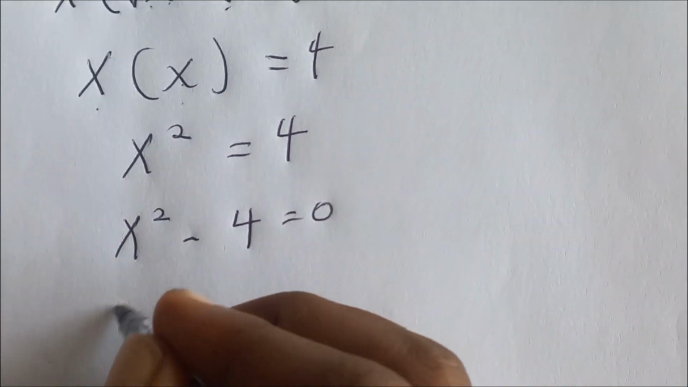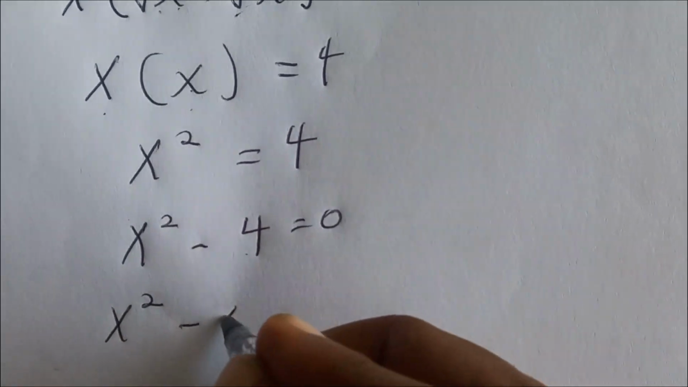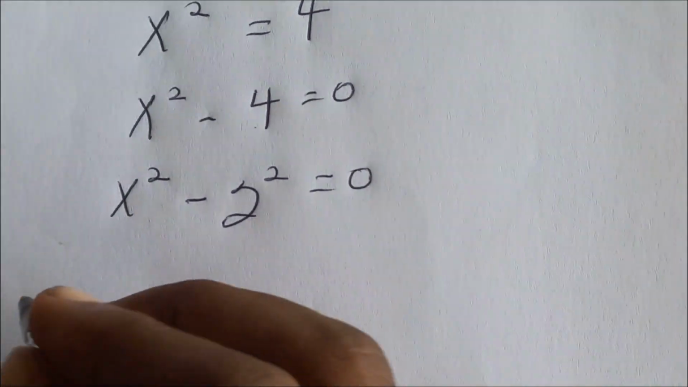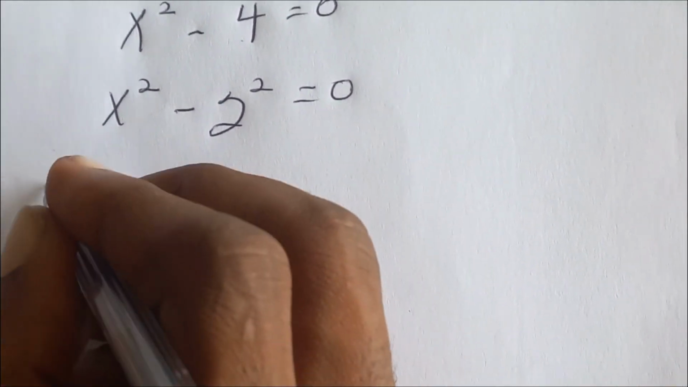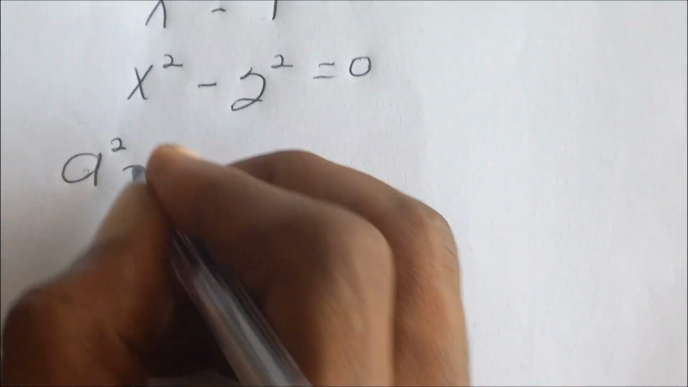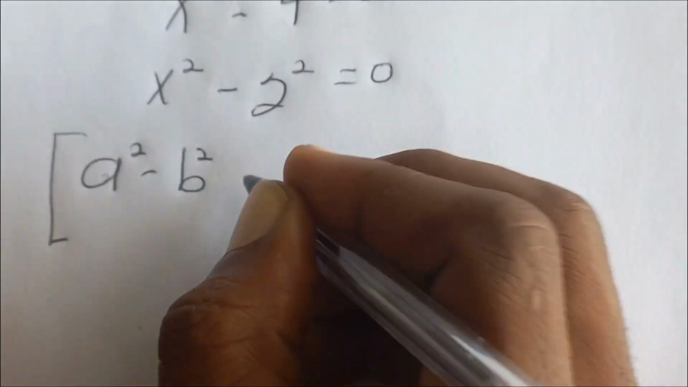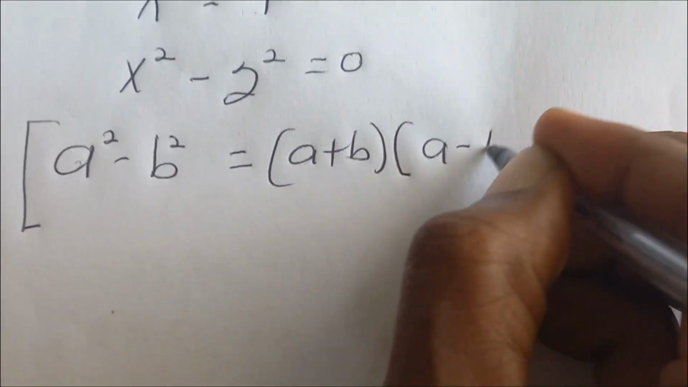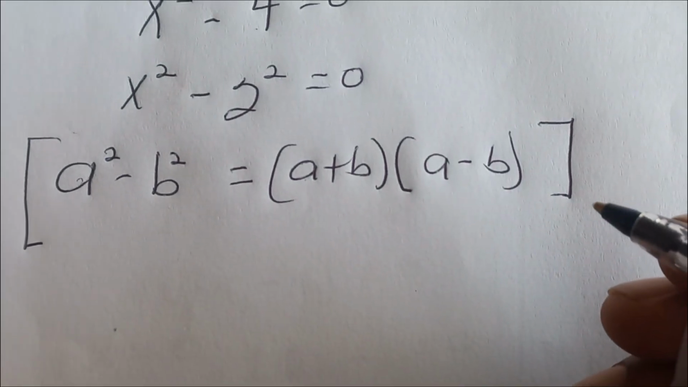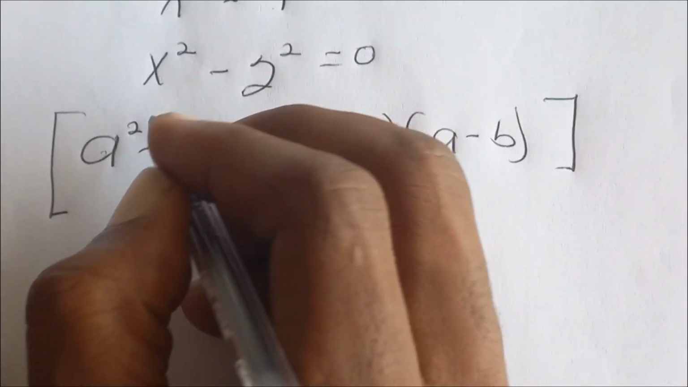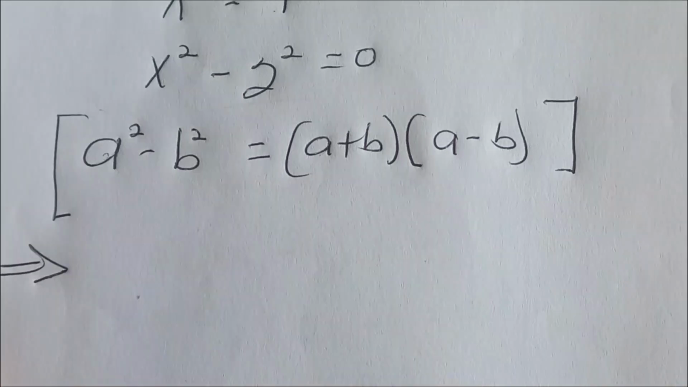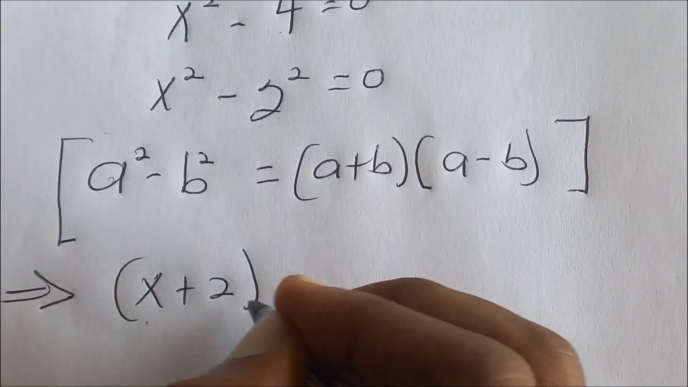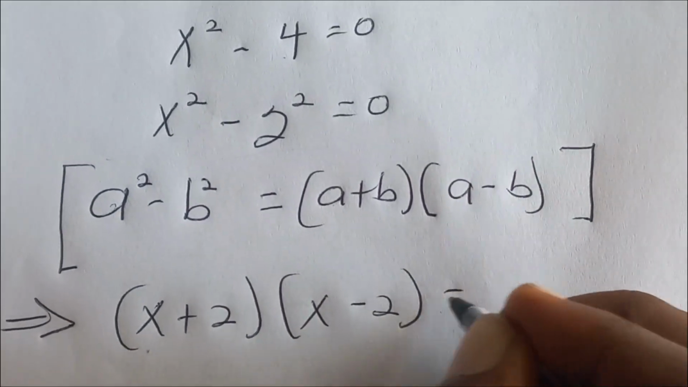Now we are going to get x squared. This 4 you can express as 2 exponent 2, and it's equal to 0. Now, in algebra, we have a squared minus b squared, and this gives us a plus b into brackets a minus b. We call it the difference of two squares. Now, we can express our equation as the difference of two squares: x plus 2 into brackets x minus 2, and it's equal to 0.